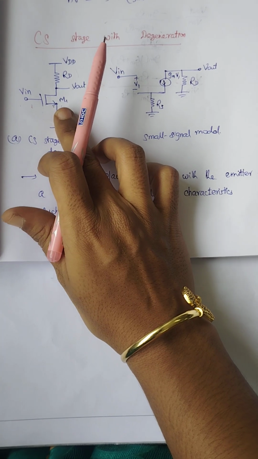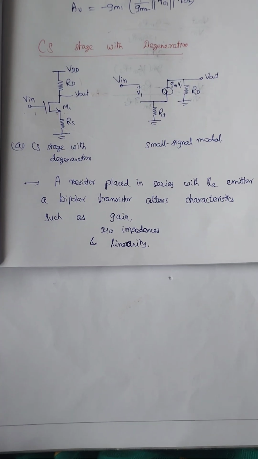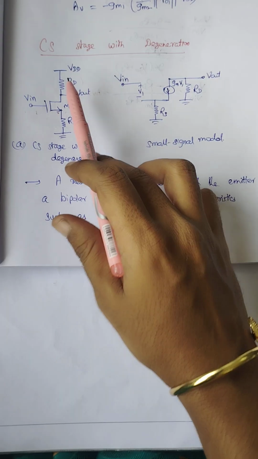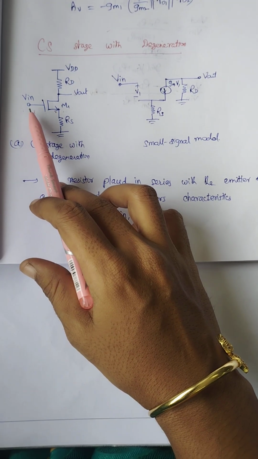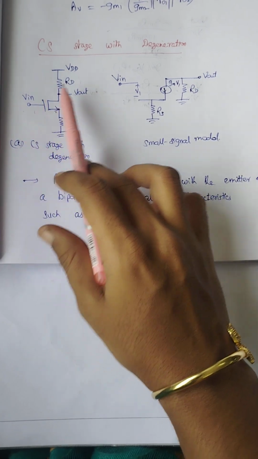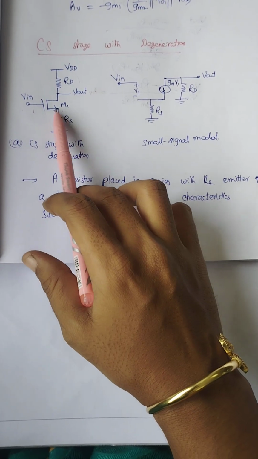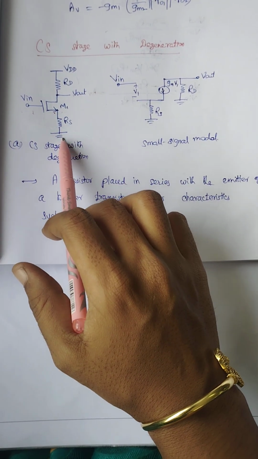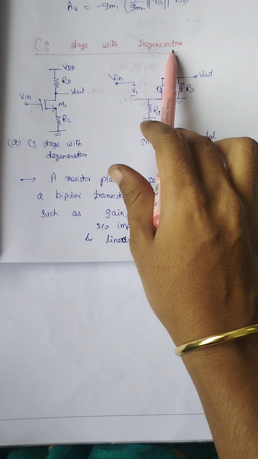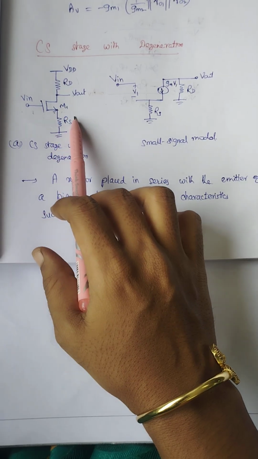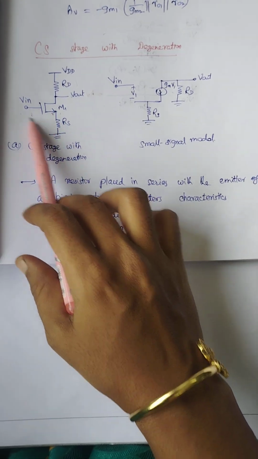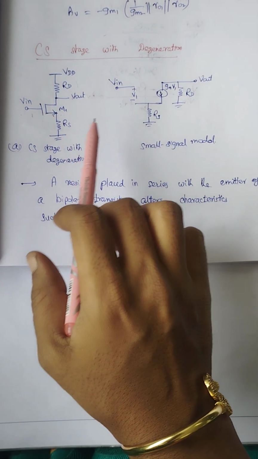So common source means what? At the gate side we are giving input, at the drain side we are taking output. Source will act as a common terminal for gate and drain. So this becomes common. So we are connecting source to ground. So when you are taking degeneration circuit, at the source terminal we have to add one resistance, that is RS. So this is the common source stage with degeneration.